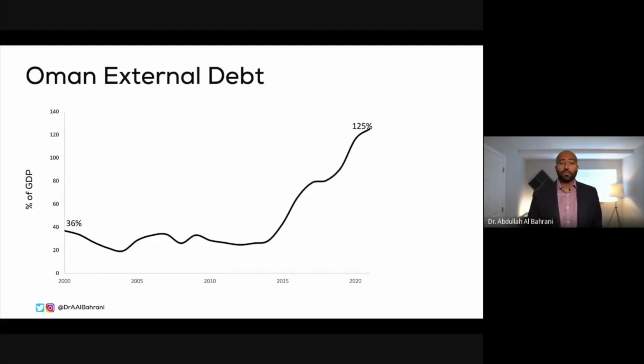This is the graph that we need to spend some time on. This is the amount of Omani external debt as a fraction of GDP. In 2000, our debt was 36% of GDP, right? Think about your own personal life: if you have a loan that is only 36% of your total income for the year, that's not necessarily a bad loan. But something happened in 2011, 2012, where we saw our expenditure increase and the percent of our external debt increase drastically. So 125% is not necessarily a bad thing.